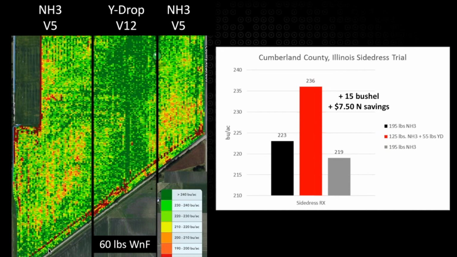Here's another trial this year where we put all the anhydrous at V5, and then we put anhydrous Y drop with V12. It was followed by 60 pounds of even feed. It's just another example where if you look at the rates over on the right, you do the math, that's actually that red bar, it's less nitrogen, but more yield. And that's the beauty of the Base Plus system.